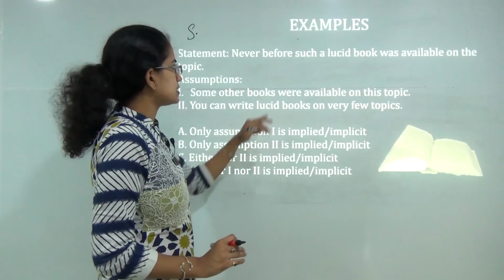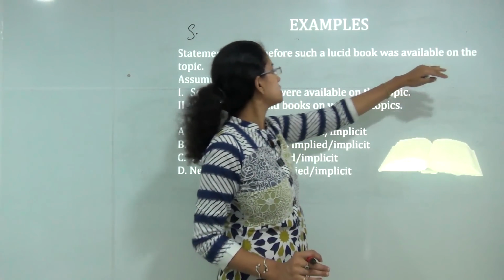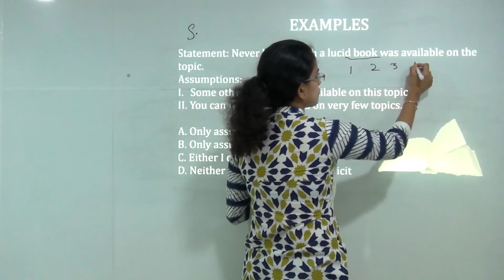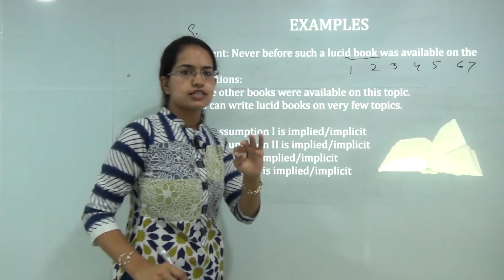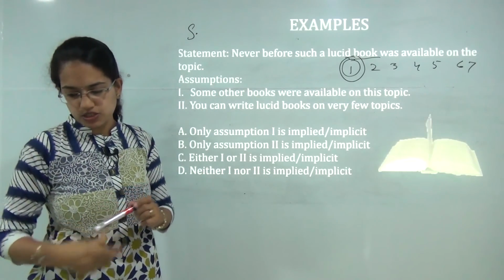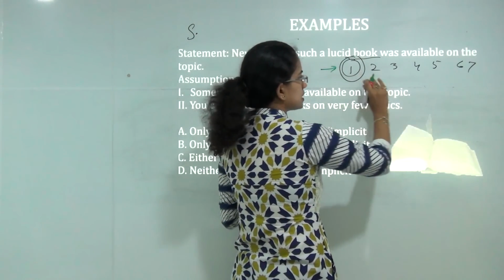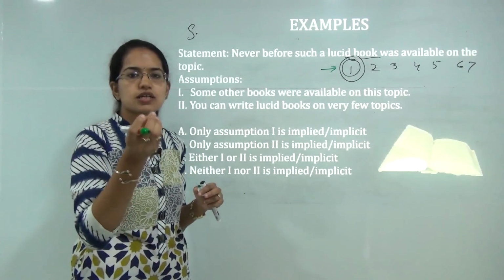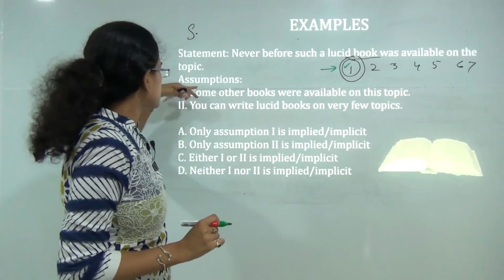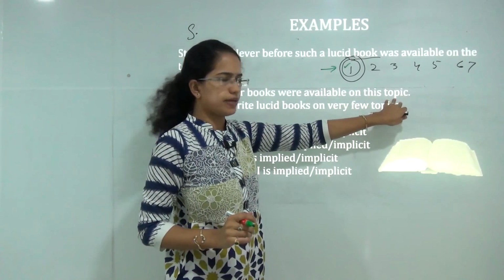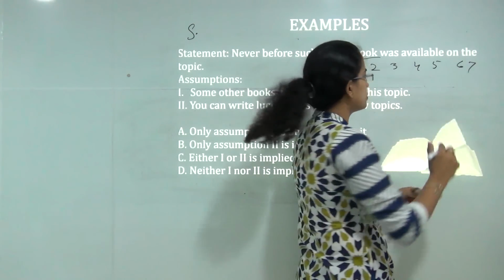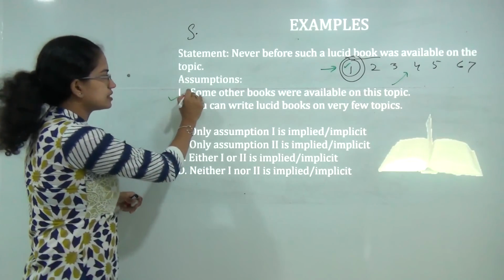Now the first example says, never before was such a lucid book available on the topic. That means there were numerous books, say 1, 2, 3, 4, 5, 6, 7 that were available on a certain topic, but never before was such a lucid book like one available for this topic. That means that topic had numerous books, but out of these numerous books, the only book that clearly explained the topic was one. Okay. Now the assumption is some other books were available on the topic. If I demonstrate it like this, definitely there were 2, 3, 4, 5, 6 and 7 books that were available on the topic. So my assumption 1 is implicit.